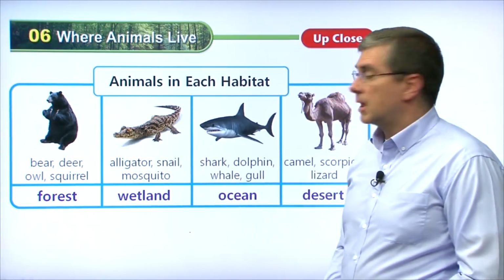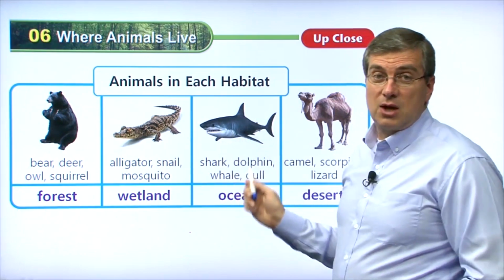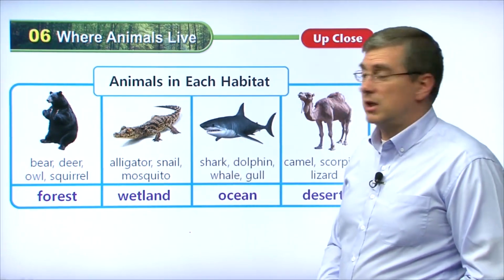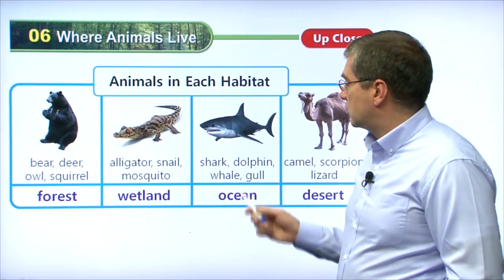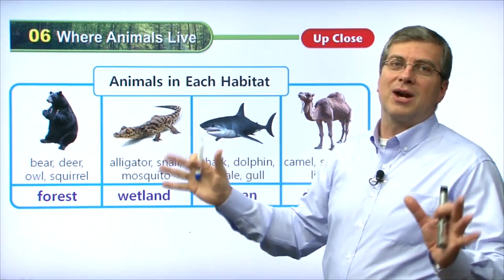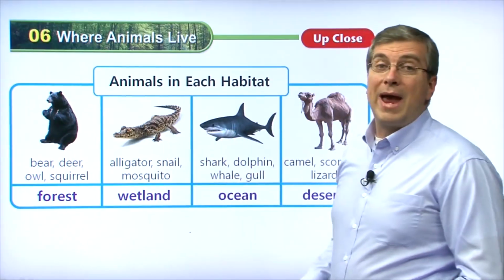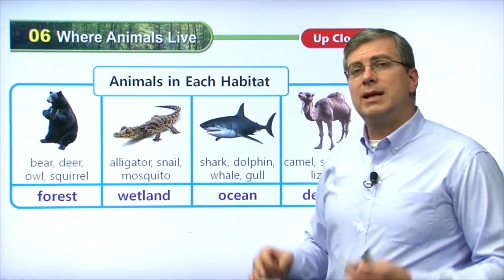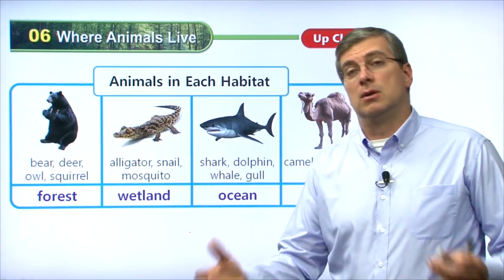How about the ocean? Of course, we know that sharks live in the ocean, right? Sharks are very impressive and amazing creatures, right? So sharks live in the ocean. Dolphins, we saw the picture of the dolphins jumping over the oceans. Wow, great, right? So dolphins, whales, really big whales, and gull. What is a gull? A gull is a type of bird, a seagull.